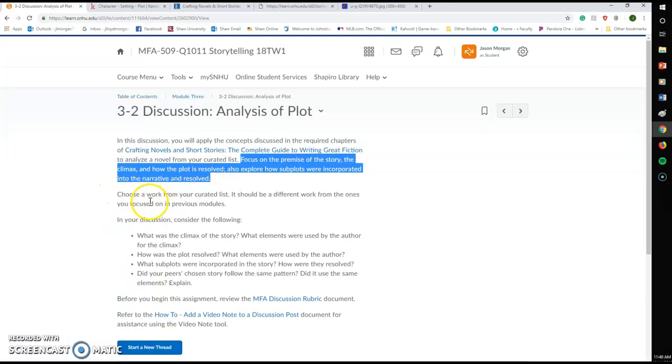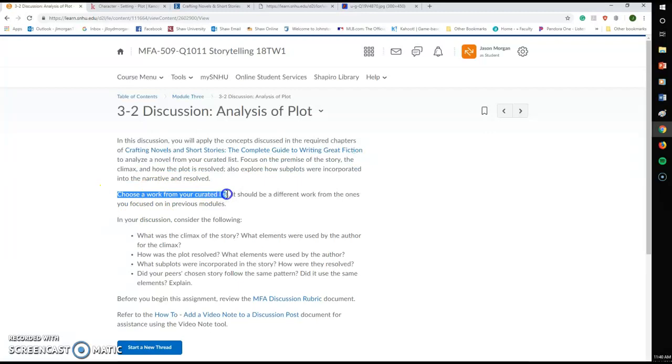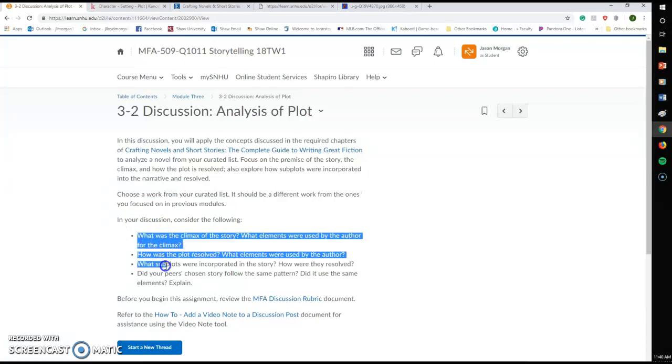Choose a work from your curated list. It should be a different work from the ones you've focused on in previous modules. The school wants you to step out of your comfort zone and try something a little different, and then you're going to answer these questions. Just to take a little pause here to talk about a general concept or outline of an analysis of a plot for a work of art.